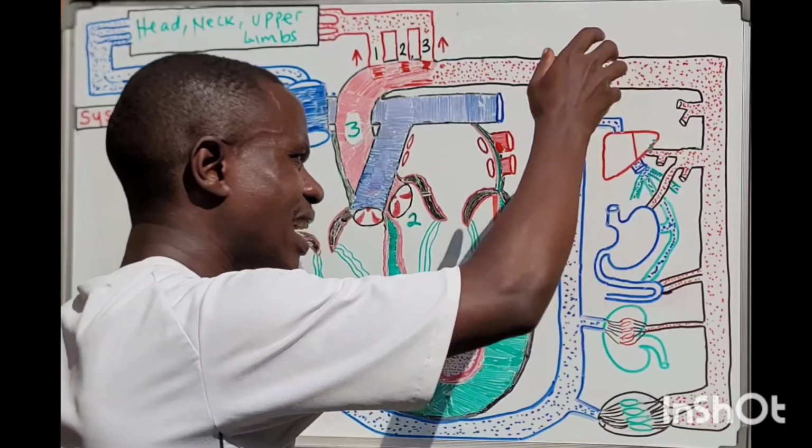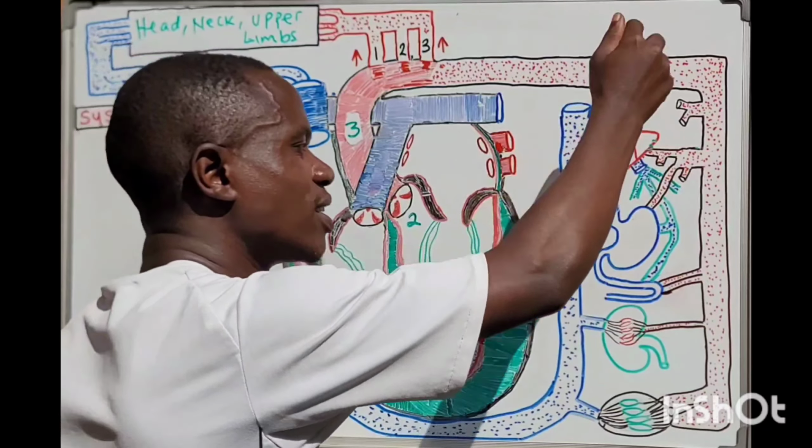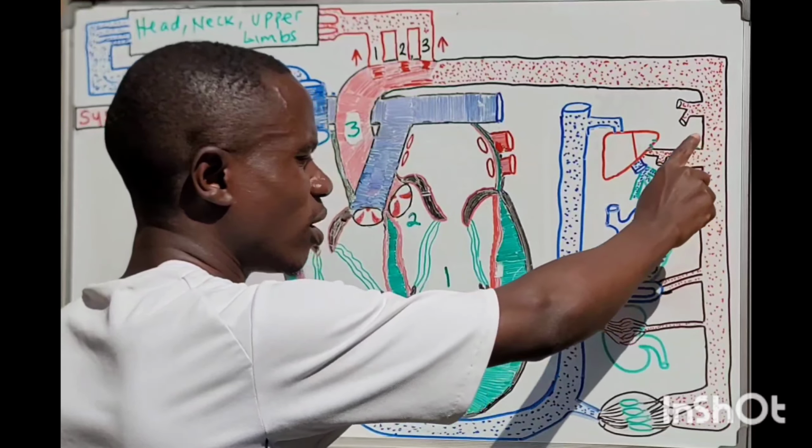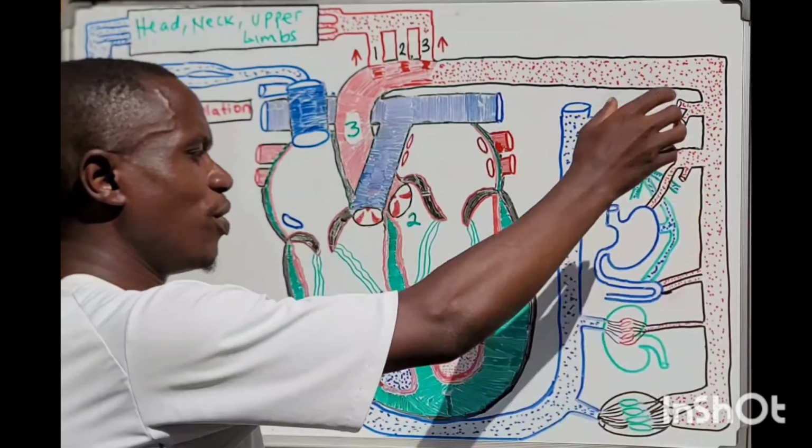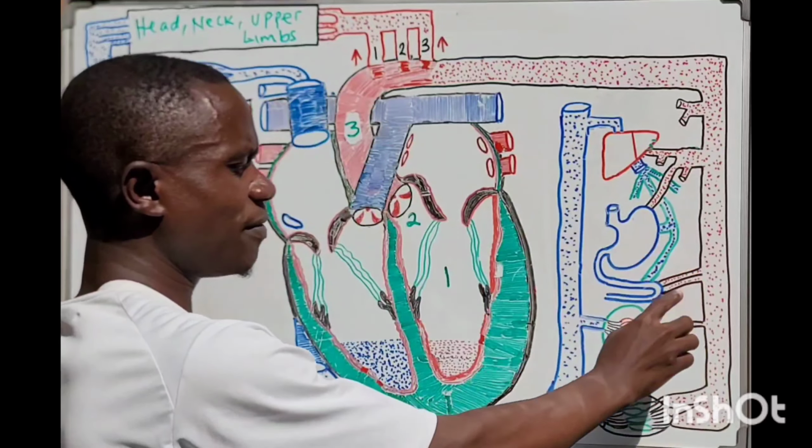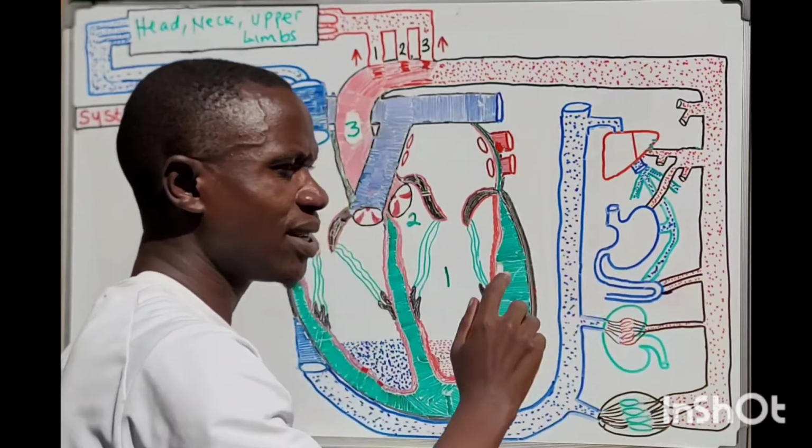All these structures are going to be supplied by a small branch from the aorta called the celiac trunk. Now, within the abdominal aorta, we also have the superior mesenteric artery.